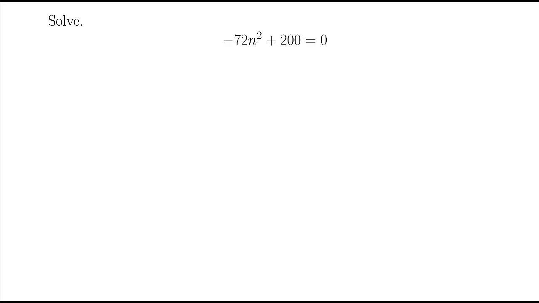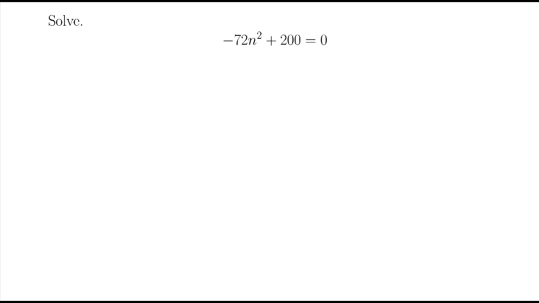Let's solve the equation negative 72 n squared plus 200 equals 0. Okay, this is a special case of a quadratic equation in that we have the squared term and we have the constant term, and that's it, right? We're missing that middle term that has n to the first power.